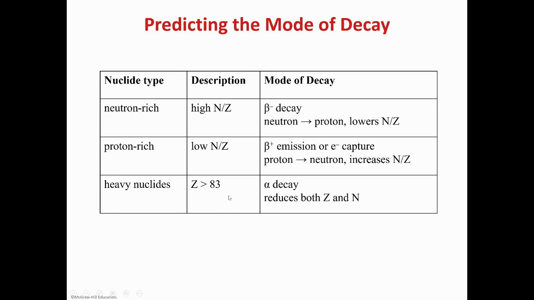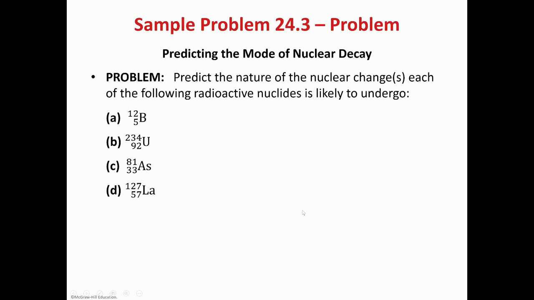Okay, and this summarizes that. Okay. So why don't you try this, and then you can just look at the answer on the slide. You're going to predict what happens to these, but what you have to do, you figure out where they're at on that belt, and then see if they are above the belt, below the belt, or above atomic number 83. So I'll let you do that, and then you can double check your answer on the PowerPoint.